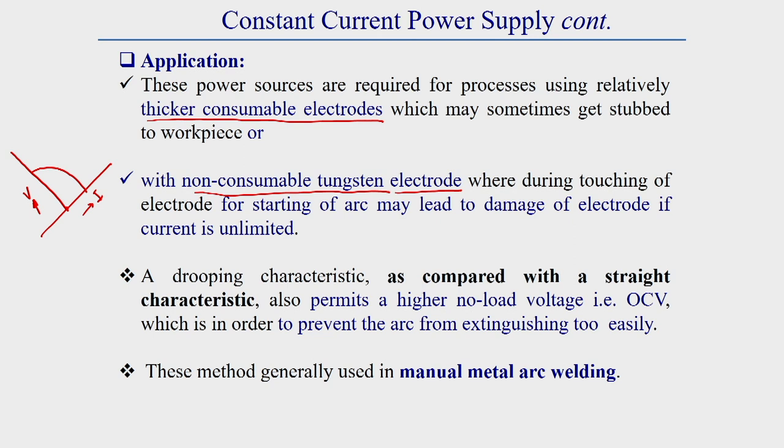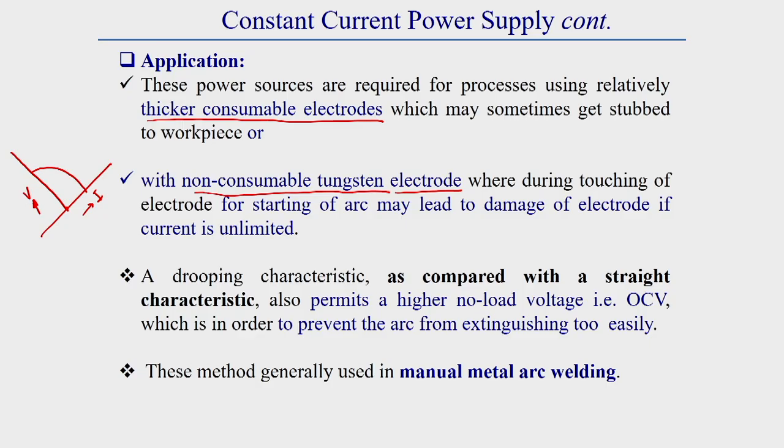Now, drooping characteristics. Another thing you should keep in mind, I have not yet discussed the constant voltage power source characteristics. The open circuit voltage is comparatively less in case of constant voltage power source characteristics. Why is the open circuit voltage required here? The drooping characteristic, as compared with the steady characteristics, also permits a higher no load voltage or open circuit voltage, which is required to prevent the arc from being extinguished too easily. Because if the open circuit voltage is more, then the chances of arc extinguishing will be less.